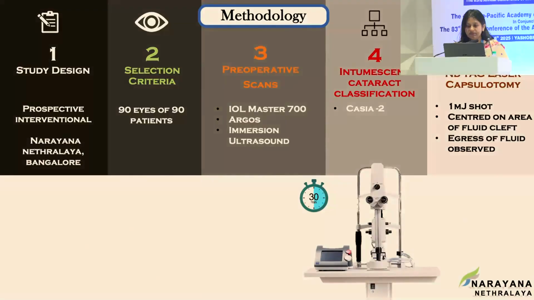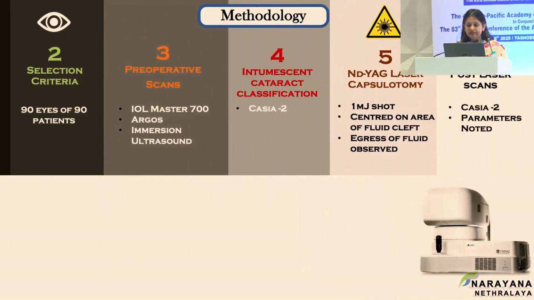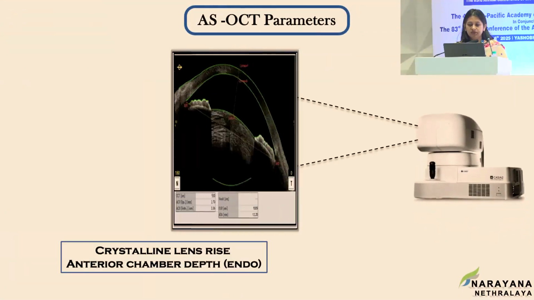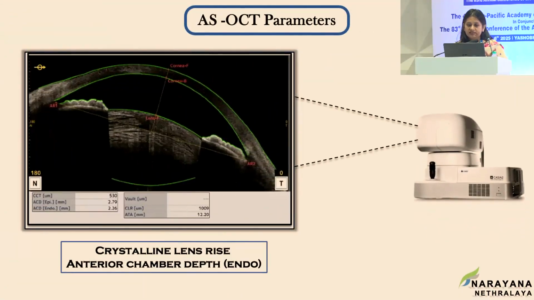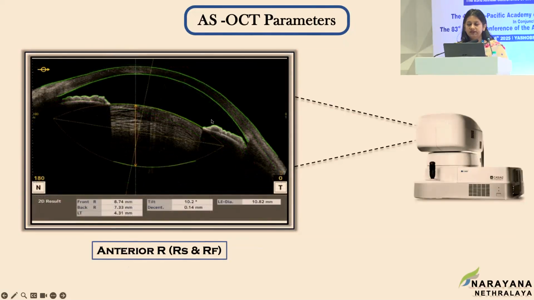After classifying these patients, all of them underwent an NDR glazer capsulotomy almost half an hour before the surgery, and we targeted areas of fluid. Post-laser, the ASOCT scan was repeated. On ASOCT, we looked at the following parameters: the crystalline lens rise, that is the distance between the line joining the angle recess and the anterior lens surface, the anterior chamber depth, and the front radius of curvature of the anterior lens.